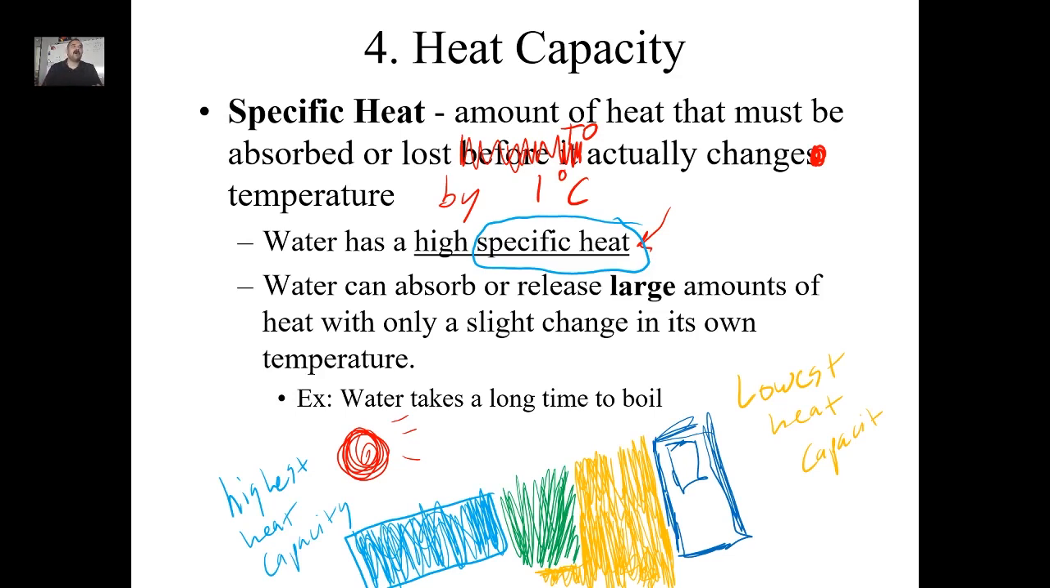That's why on your stove, what kind of pots do you use? You use metal pots. Do you use stone pots? No, you don't, because stone has a higher heat capacity than metal. Metal has super low heat capacity. That's why we use it on the stove. So that's what heat capacity is about.